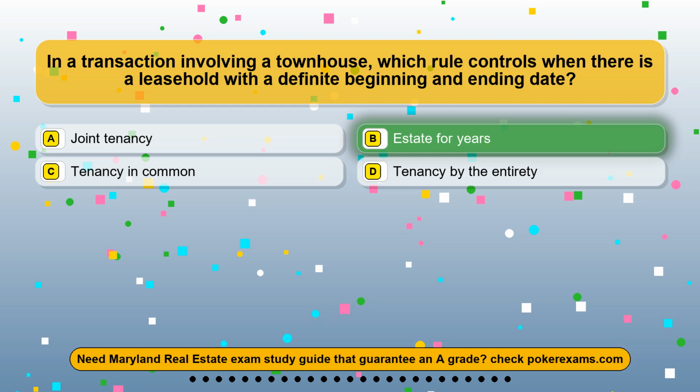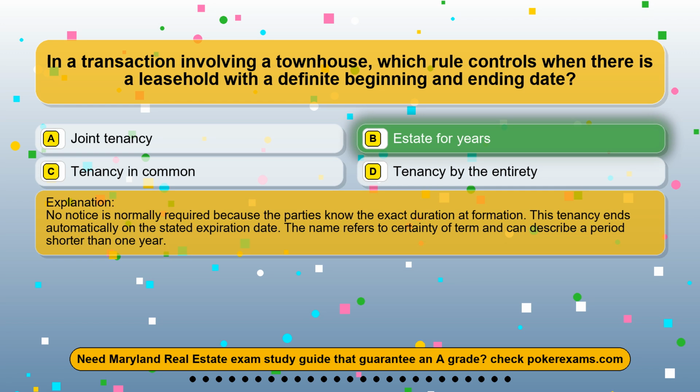The correct answer is option B, estate for years. No notice is normally required because the parties know the exact duration at formation. This tenancy ends automatically on the stated expiration date. The name refers to certainty of term and can describe a period shorter than 1 year.